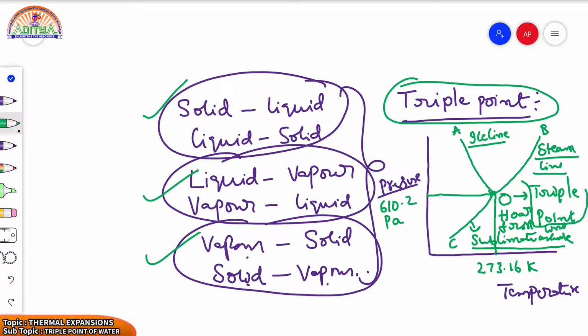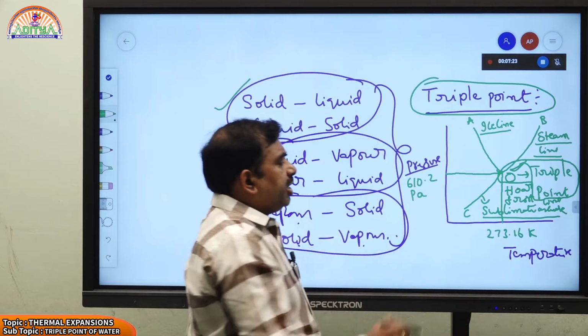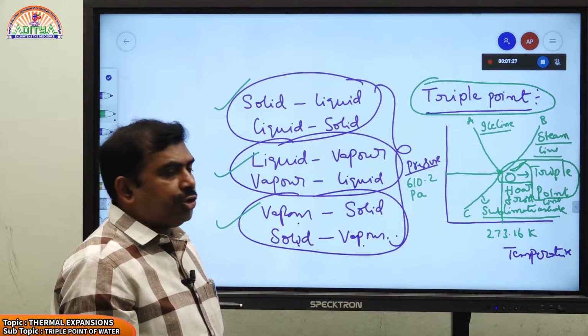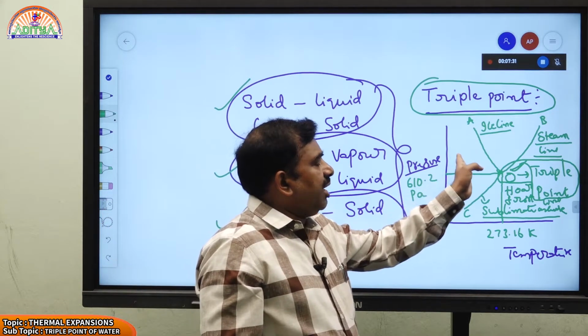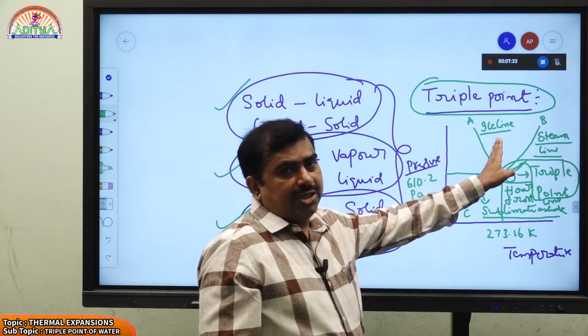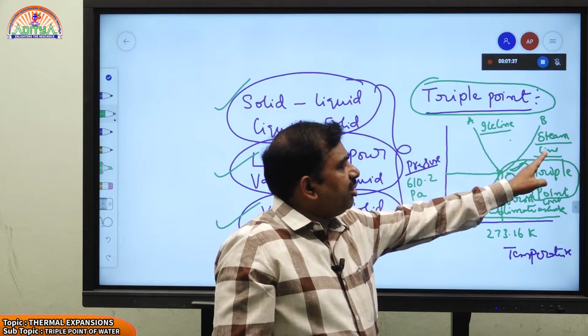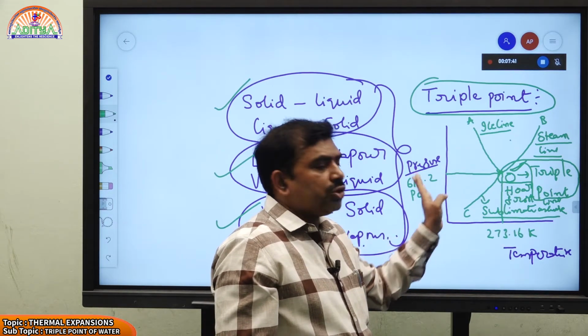This is called the triple point of water. The coordinates of it are 273.16 Kelvin and 610.2 Pascal generally. Beside it, look, on the left side it is in solid form, on the right side it is in liquid form. Here it is in the liquid form and in the vapor form. Here solid form and vapor form.